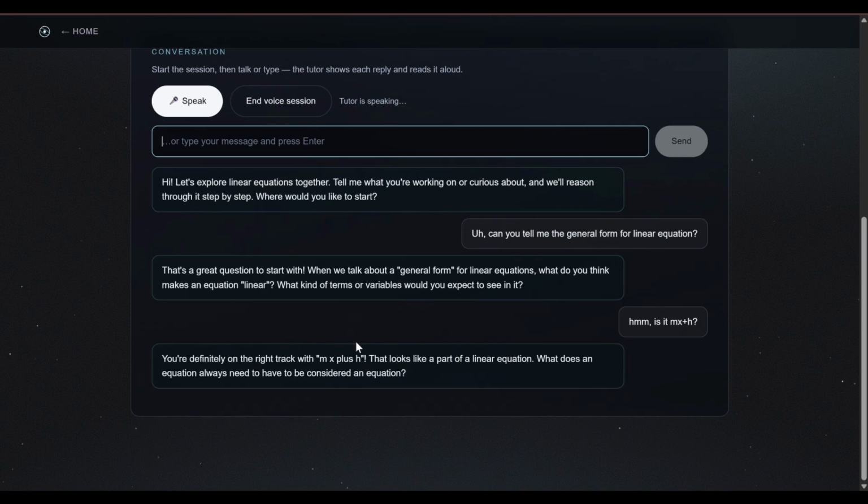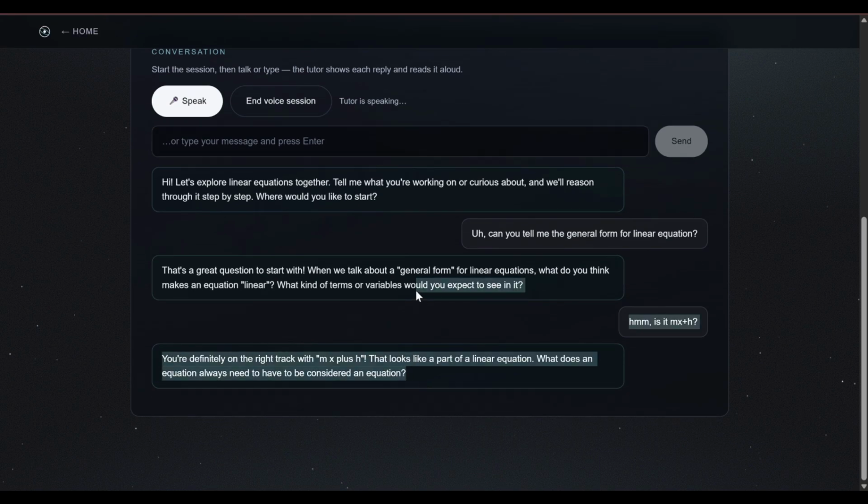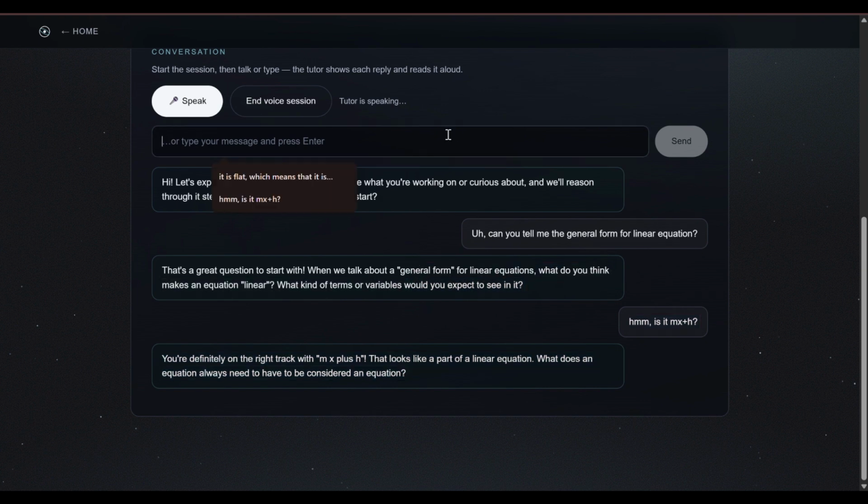You're definitely on the right track with mx plus b. That looks like a part of a linear equation. What does an equation always need to have to be considered an equation?